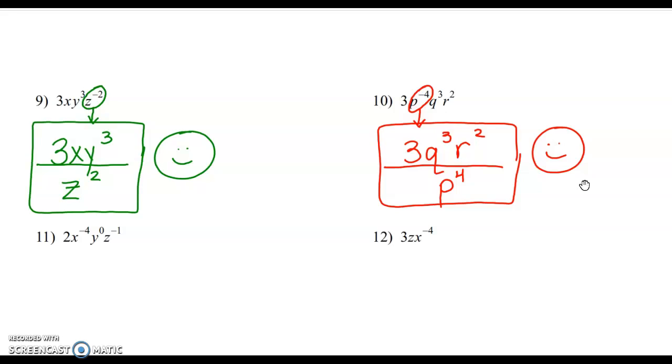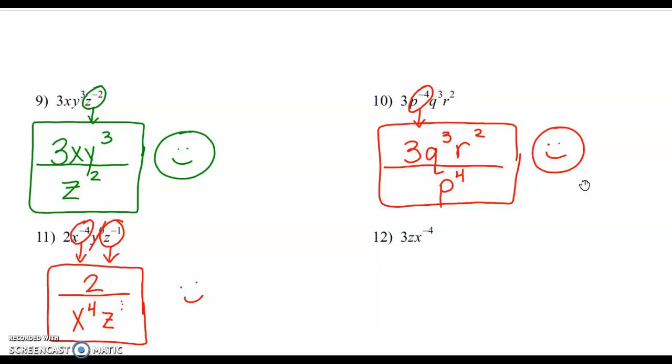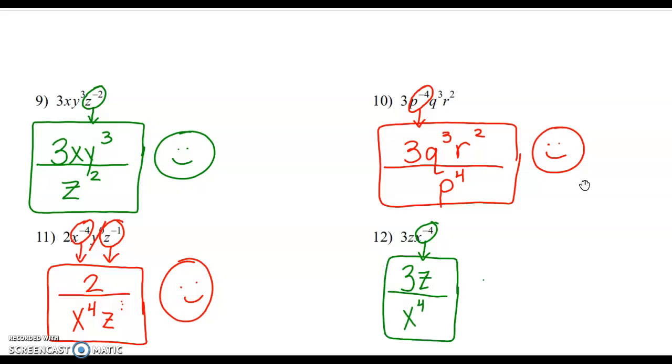Number 11, I can see y to the 0 is going to be 1. Multiplying by 1 does nothing, so I cross it off. My x's have a negative exponent, they move. Z's have a negative exponent, so they're going to move. So 2 stays on top. It becomes x to the positive 4, z to the positive 1, which we don't typically write. Oh, can't forget the smile. And the last one, I can see my x's have a negative exponent, so they're going to have to move. So I have 3z on top. X to the positive 4 on bottom.